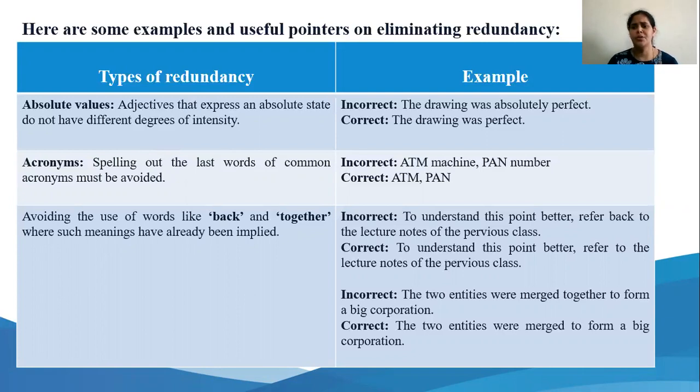The same way, with acronyms, we spell out the last word. Acronym, for example, ATM. But we are so habituated, we say ATM machine, PAN number. Where is your PAN number? PAN, the N stands for number. So we should avoid giving the word for the last letter of the acronym also. It is only PAN, it is only ATM. So you have to reduce such redundancies also.